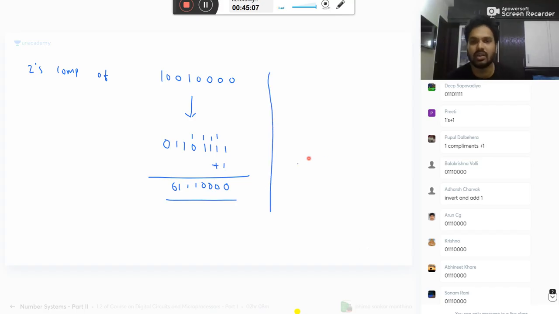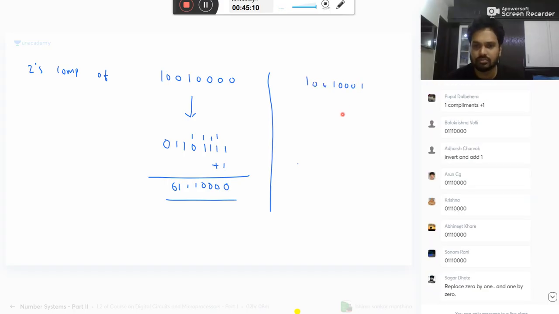Similarly, if you have 1, 0, 1, 0, 0, 0, 1. Now, how to find 2's complement? 1's complement is 0, 1, 1, 0, 1, 1, 1, 0 plus 1. What is the answer? 1, 1, 1, 1, 0, 0, 1. So now what is the shortcut?